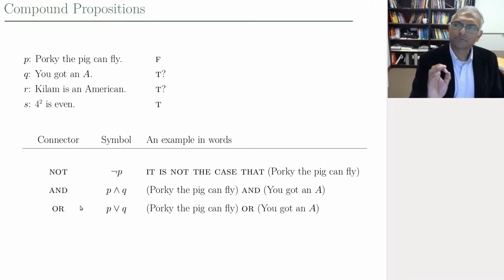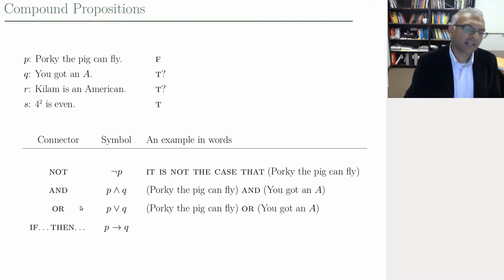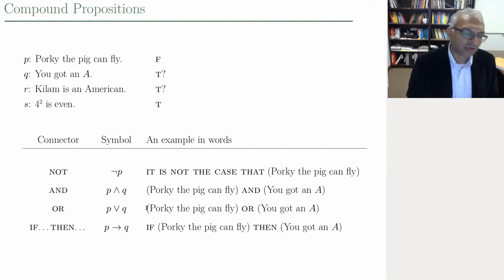Okay, now comes the most sophisticated of the connectors, which is called the if-then. Okay, so the if-then connector, and what we would like to say is if P then Q, and we write P arrow Q. Okay, so that stands for if P then Q. We could sometimes read it as P implies Q. Okay. So if Porky the pig can fly, then you got an A. All I did there is substitute what are P and Q.